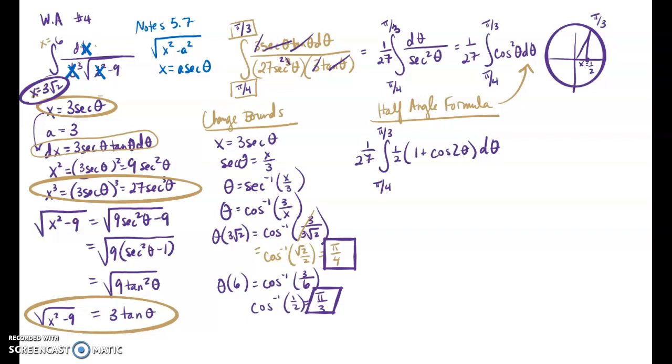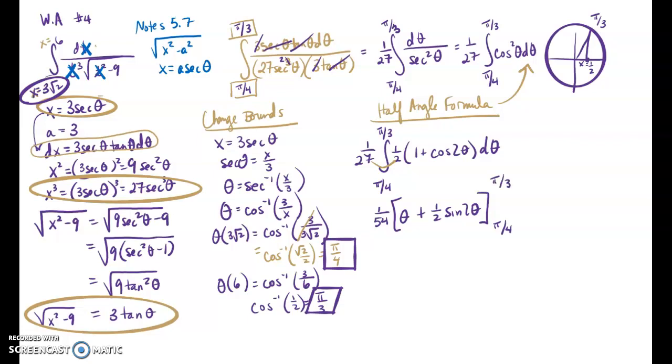And now I can integrate all of this. So I have 1 over 27 on the outside, and actually let me join the 1/2 times the 27 and just make that all 1 over 54 on the outside. And I'm integrating 1 becomes theta, integrating cosine 2 theta becomes 1/2 sine 2 theta, and I'm bounded between pi over 4 to pi over 3.